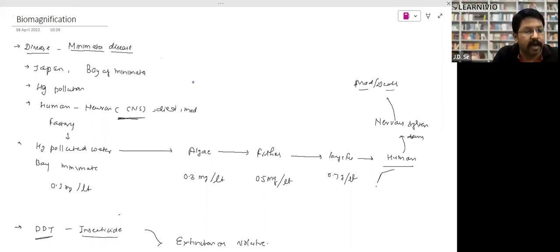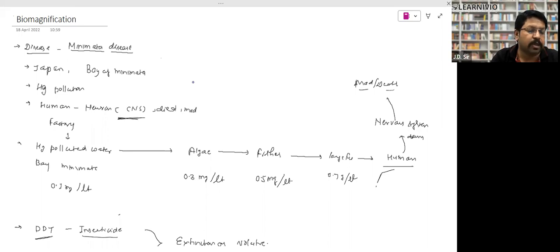Focus over here. Everything is written on the screen. The disease name is Minamata disease. The outbreak of this disease took place in Japan. In Japan, there is a bay, the Bay of Minamata. In the surrounding area of the Bay of Minamata, there are a number of factories. Factories release their polluted water, and the polluted water is directly poured into the Bay of Minamata.